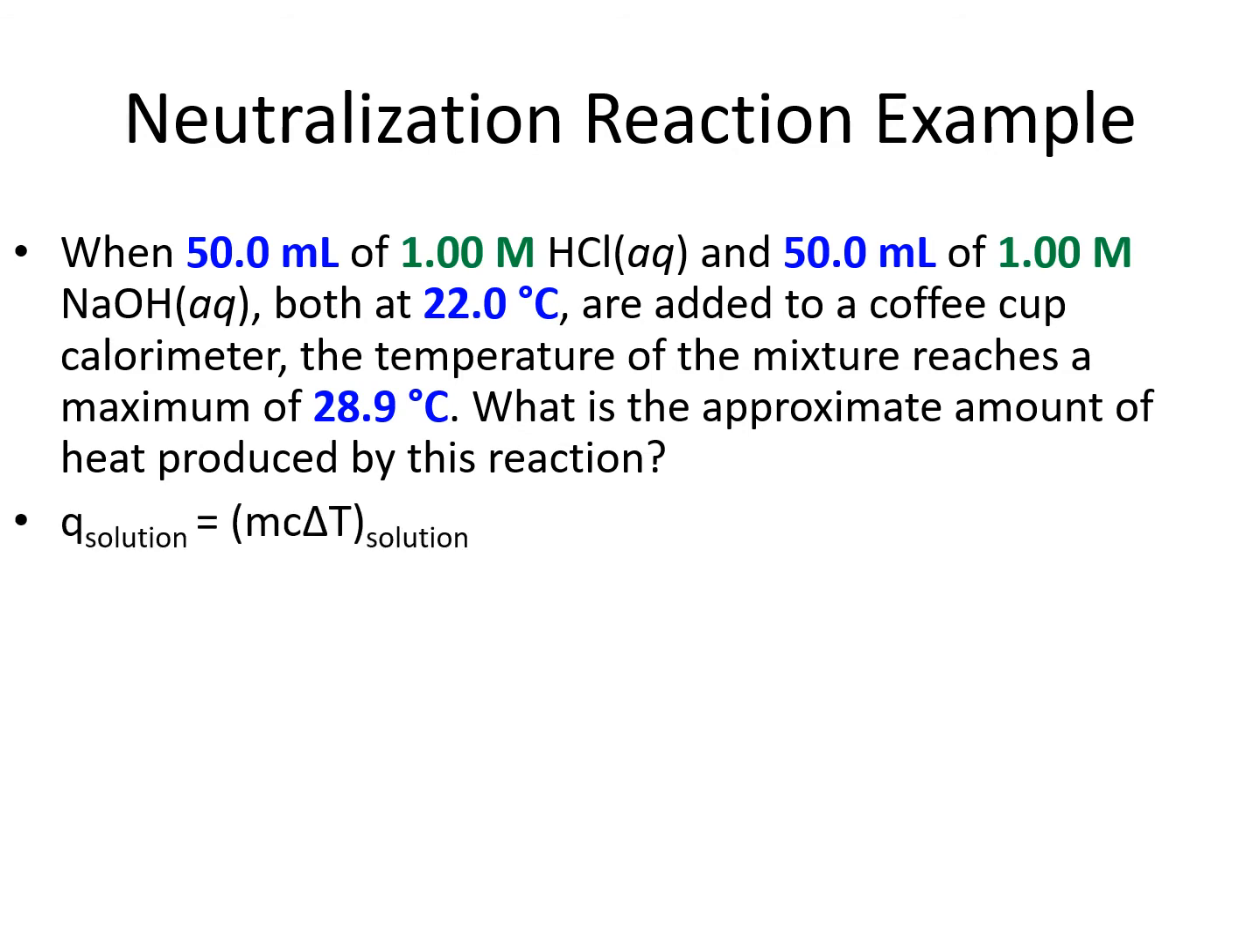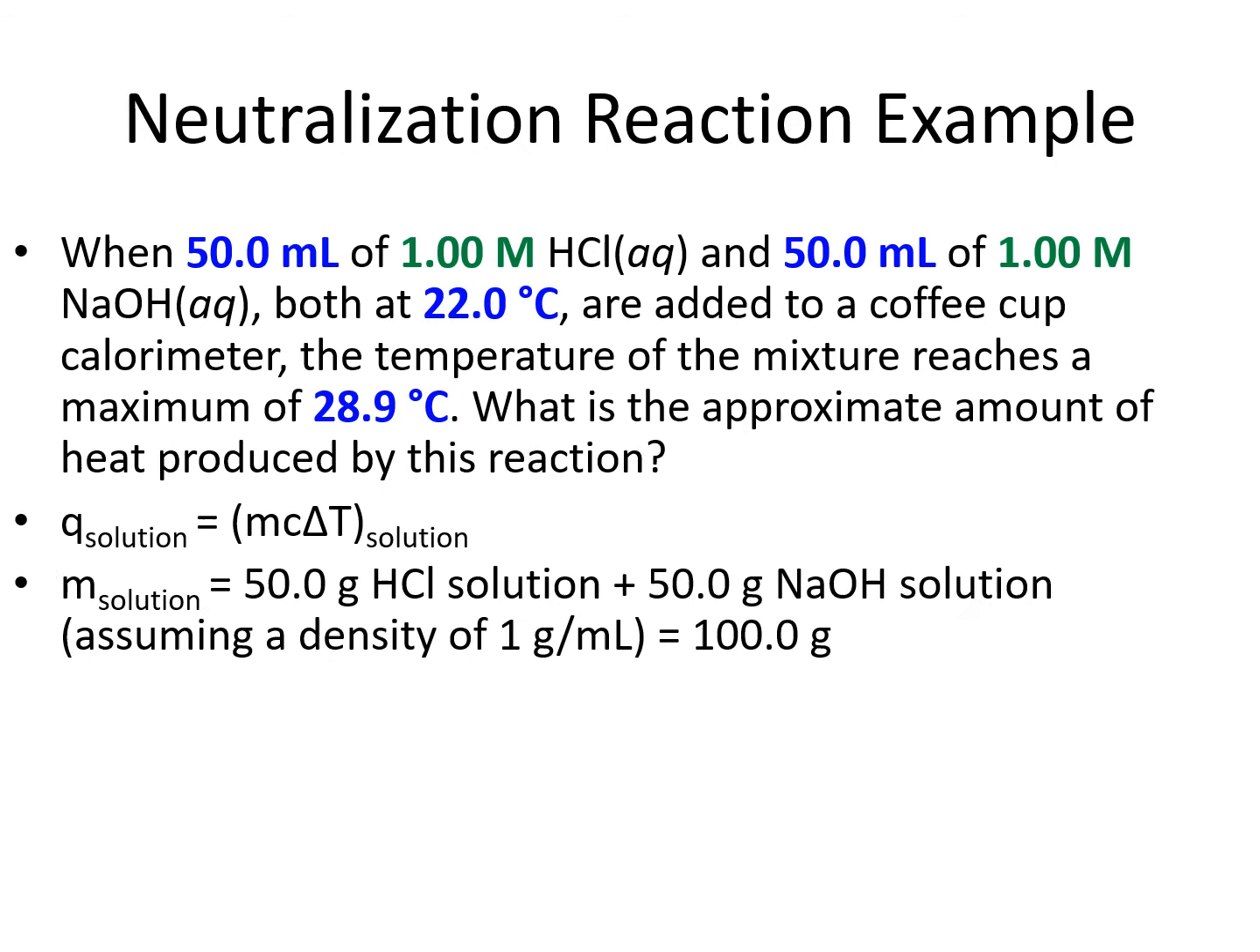So again, we're going to use the equation Q equals mc delta T with everything related to the solution. The mass of the solution, that is the mixture of the hydrochloric acid and the sodium hydroxide, is going to be the total of 50 plus 50. Again, our solutions are mostly made up of water, which has a density of 1 gram per milliliter. So if we have 50 milliliters of hydrochloric acid solution and 50 milliliters of sodium hydroxide solution, then we're going to assume that they're both 50 grams. So when we add them up, we get a total of 100 grams of solution.